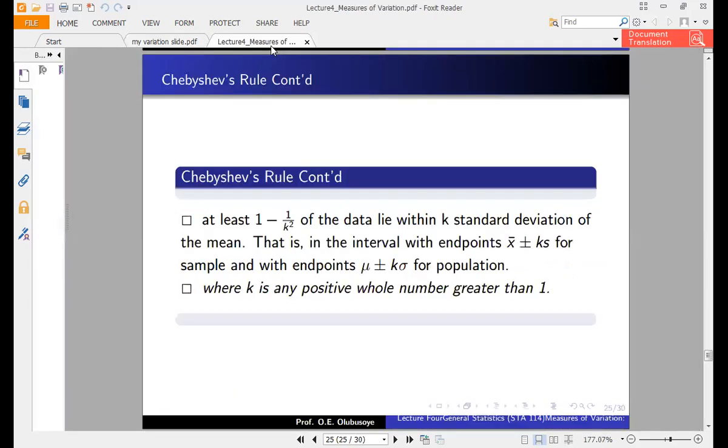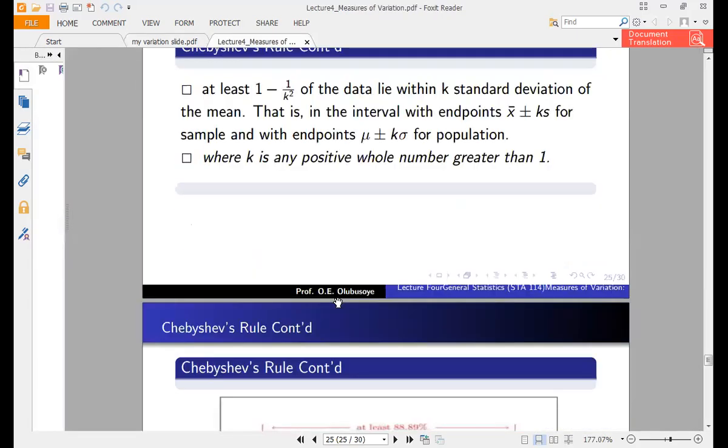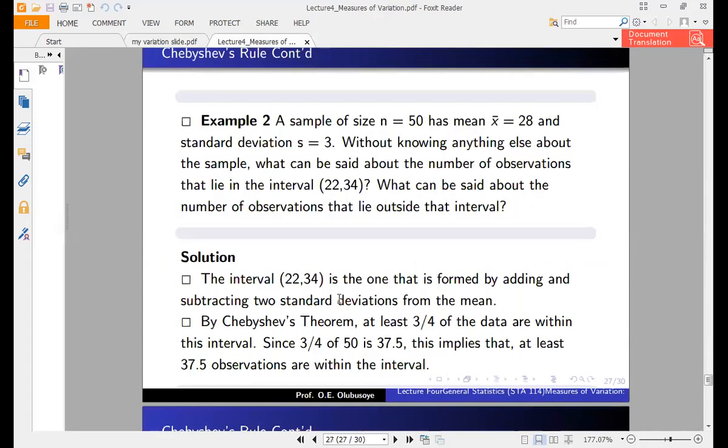Let's take a look at another example. Let me show you an example here. Look at this question. A sample of size n equal to 50 has a mean of 28 and a standard deviation s equal to 3. Now, without knowing anything else about this sample, what can be said about the number of observations that lie between 22 and 34? In fact, just like the way we did at the time, we realize that 22 and 34 are given here as the range. All I need to do is to observe my mean and standard deviation to form any one of these.